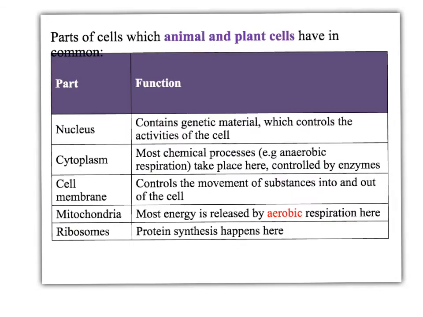So let's just check if I've remembered that. So things they have in common: nucleus, cytoplasm, cell membrane, mitochondria and ribosomes. The nucleus contains the genetic material which controls the activities of the cell. Cytoplasm, chemical reactions take place here, such as anaerobic respiration, and reactions here are controlled by enzymes. Okay. Cell membrane controls the movement of substances in and out of the cell. Mitochondria, most energy is released by aerobic respiration here, and ribosomes are where protein synthesis happens, including where enzymes, which are proteins, are manufactured.